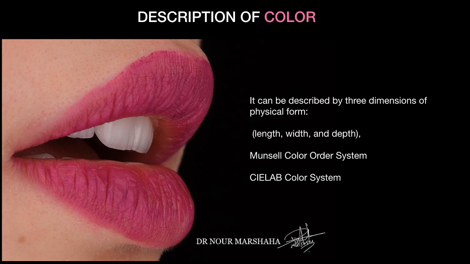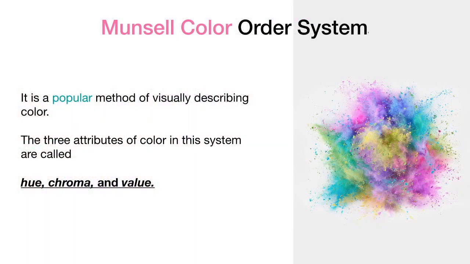The color is like a solid body, so we can describe it by three dimensions: length, width, and depth, right? So there are two systems to explain the color. The first one is the Munsell color order system, and the second is the CIE Lab color system, which is more quantitative. The Munsell color order system is a popular method of visually describing color. The three attributes of color in this system are called hue, chroma, and value.